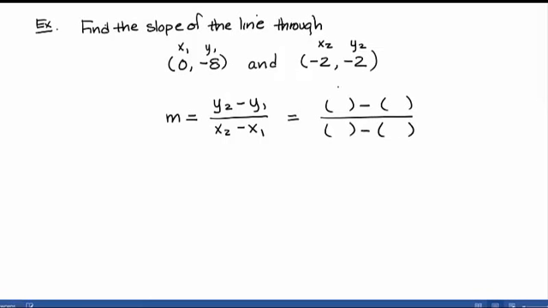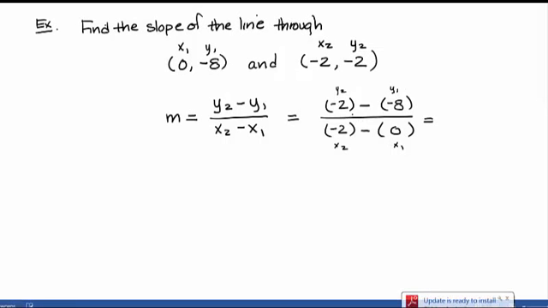So remember, this is my y2, this is my y1, this is my x2, this is my x1. So y2 is negative 2, y1 is negative 8, x2 is negative 2, x1 is 0. And the reason I wrote out my parentheses first is just so that I remember to keep my negative signs, so I don't accidentally drop a negative sign. It helps me keep track of everything I need to with my points.